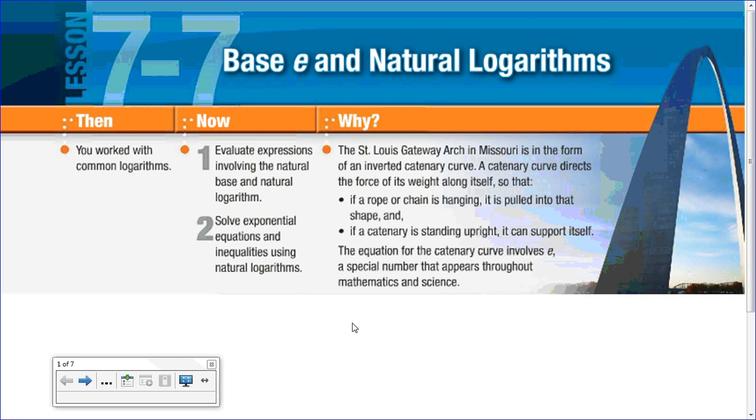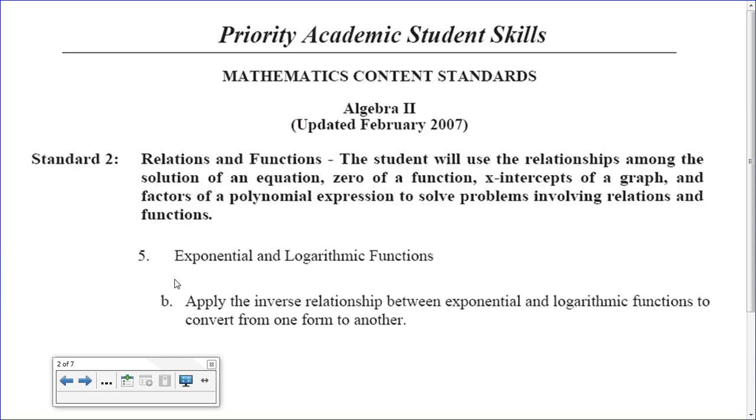Alright, today is lesson 7.7, base e and natural logarithms. We're going to learn about this new number called e, and I'm going to show you how to use it. This number is used a lot in architecture and engineering, and a lot of things have to do with e, sound waves, a lot of stuff. Our Pascal today is 25B still. We'll finish that up today.